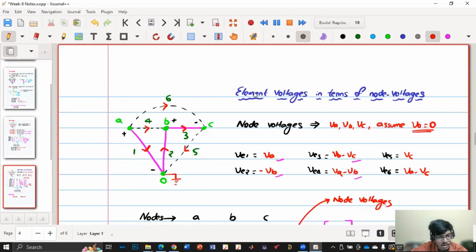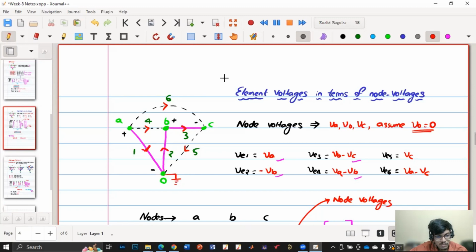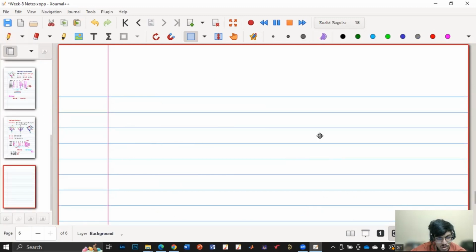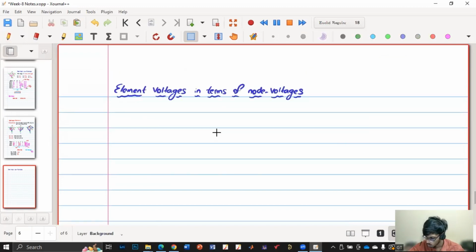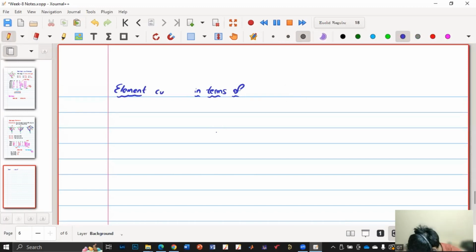Where are we? Here. So let me just use the same thing. We are considering element currents in terms of loop currents. Loop currents in the sense of fundamental loop currents.